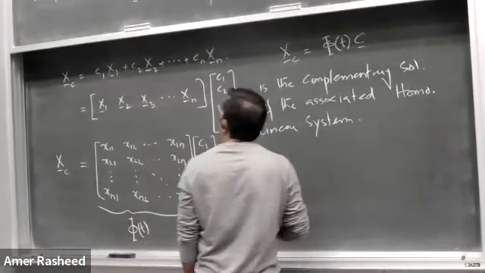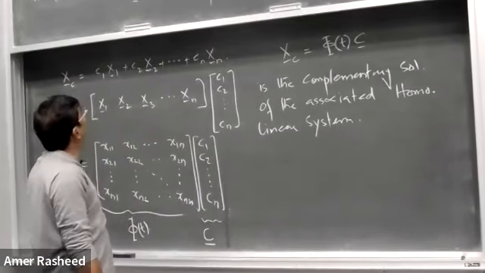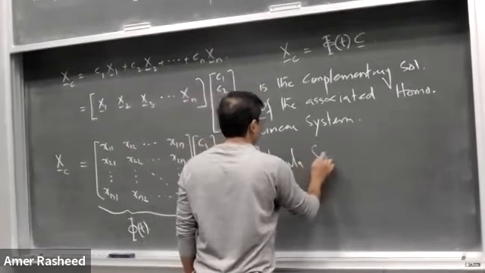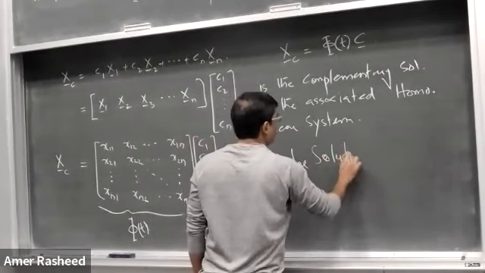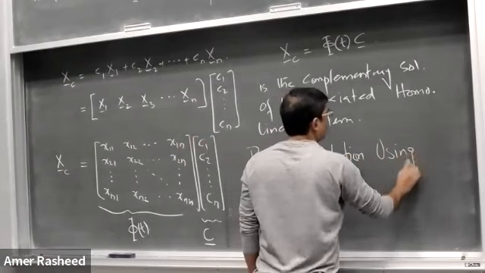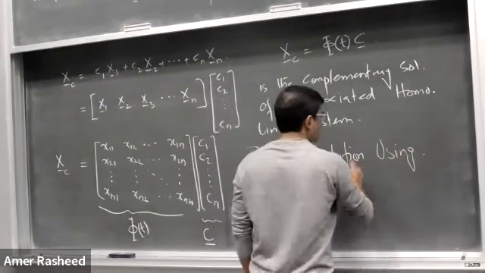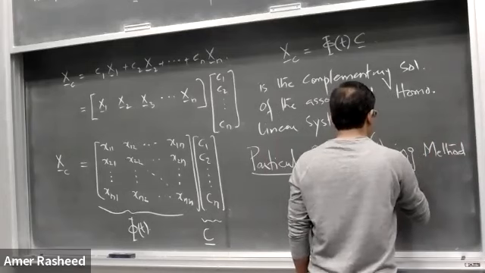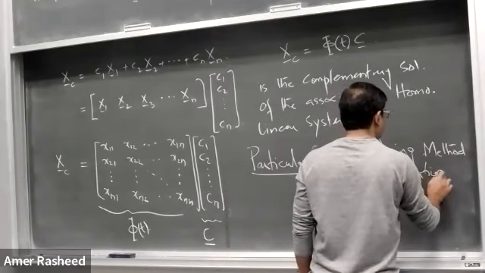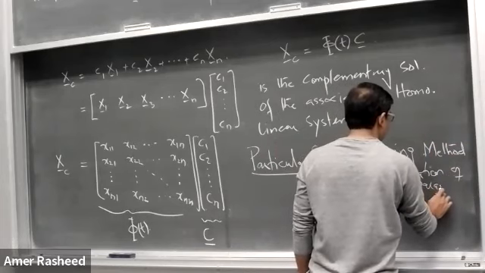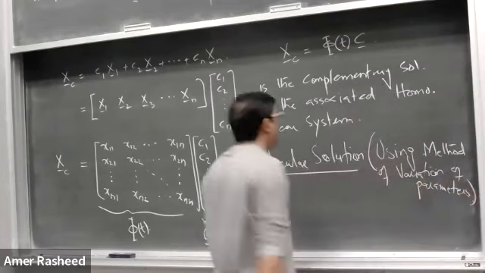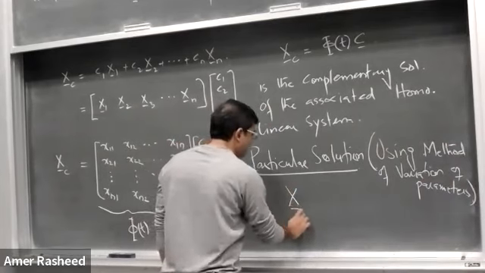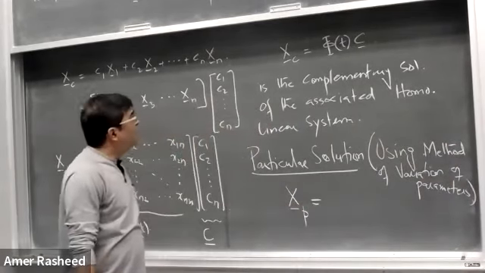Now, it is time to find the particular solution. How to find the particular solution using the method of variation of parameters? We have to find xp. Now we have to find xp.